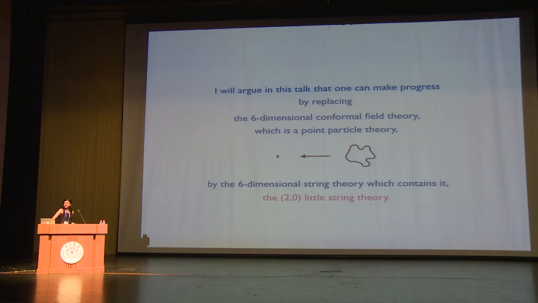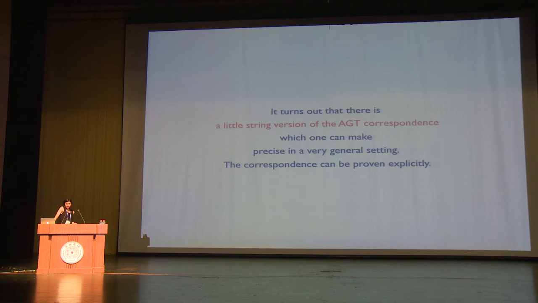So what I'll argue in this talk is that one can make progress by replacing the 6D conformal field theory, which is a point particle theory, by the six-dimensional string theory that contains it, the 2-0 little string theory. So it turns out, as I'll explain, that there is a little string version of the AGT correspondence which one can make precise in a fairly general setting. And moreover, this correspondence can be rigorously proven.